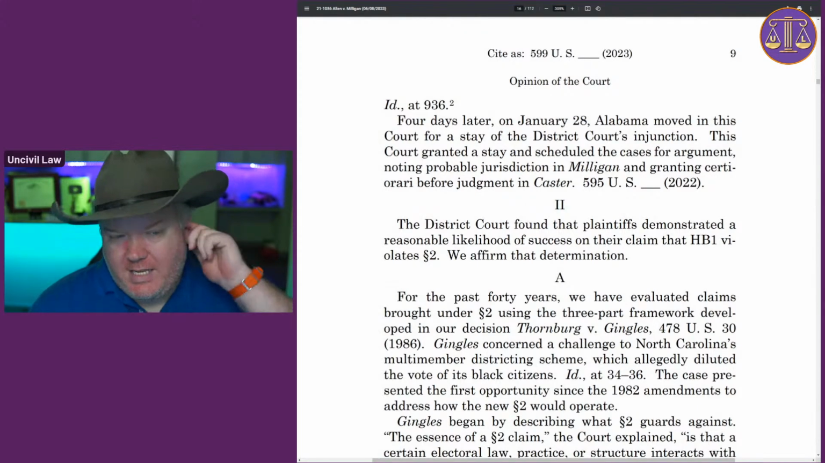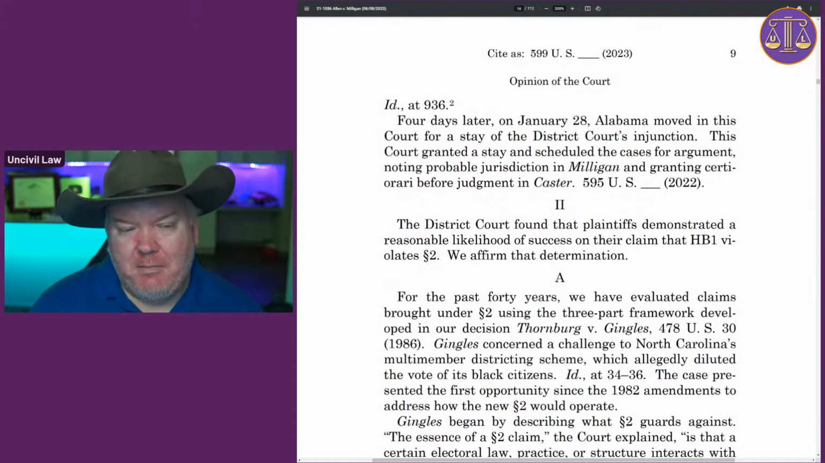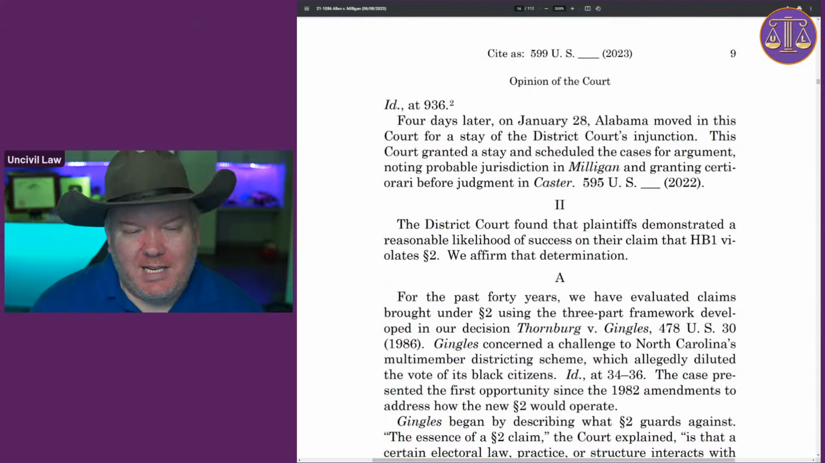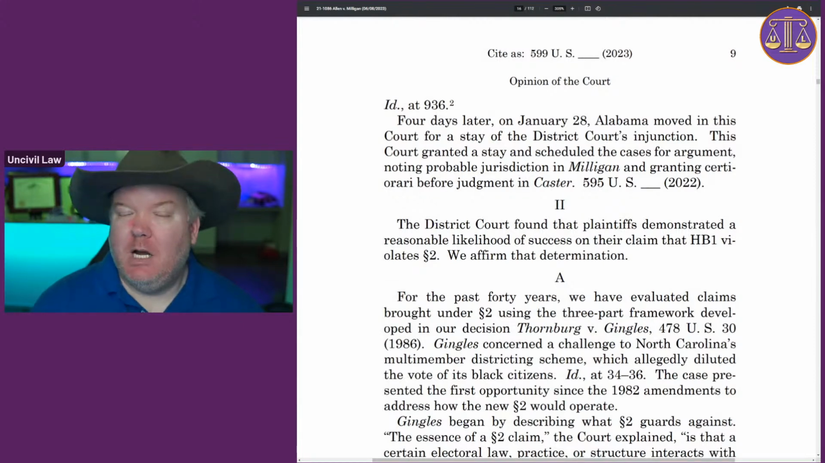Moving on. 4 days later, on January 28th, Alabama moved in this court for a stay of the district injunction. The court stayed the injunction and scheduled argument while we were trying to figure out what to do. The district court found there's a problem. We affirm. All right, there's a problem.